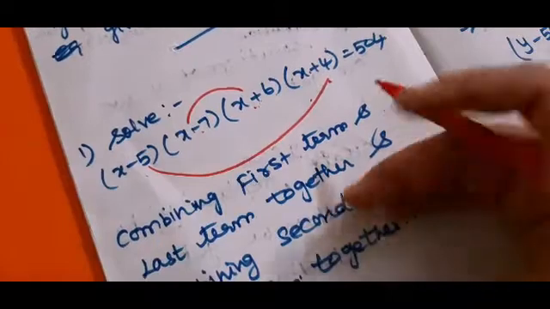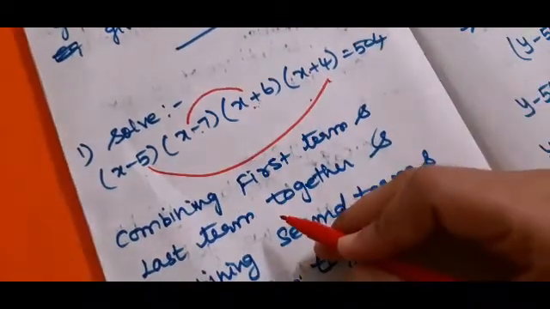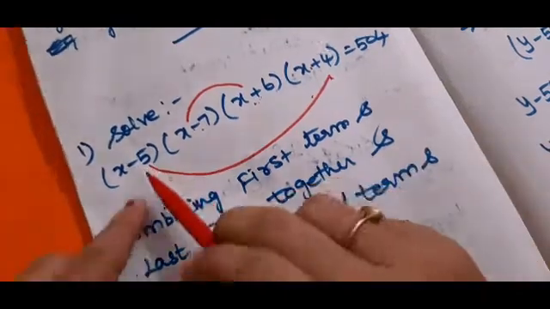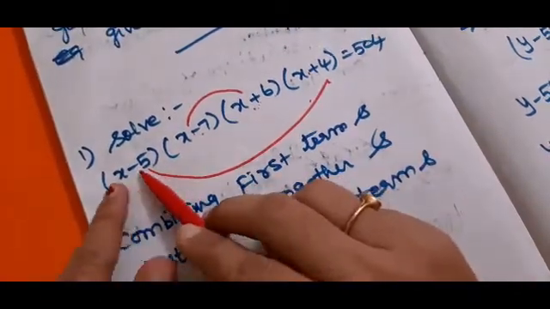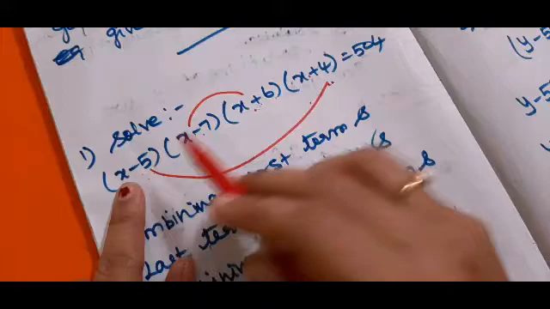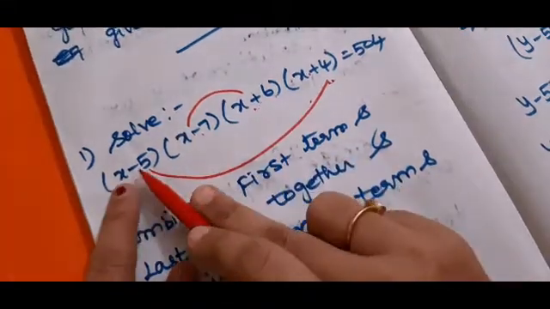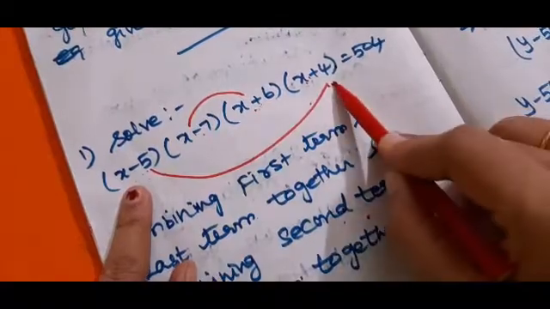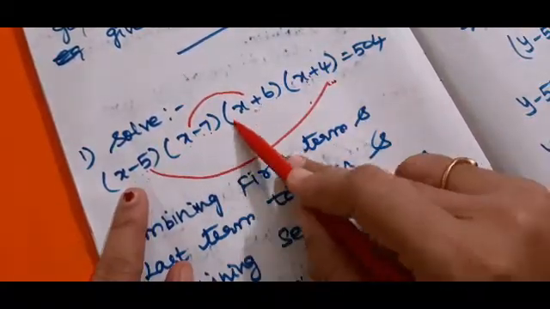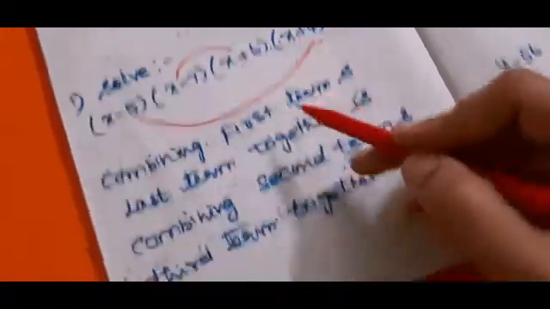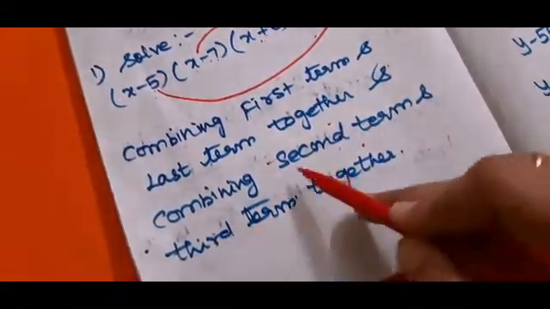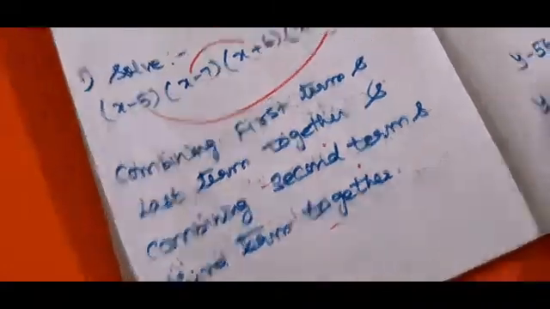If I get quadratic polynomials, the first two terms of those quadratic polynomials should be equal. Suppose you take the first one and the fourth one. I am going to combine now (x − 5)(x + 4), and I am going to combine (x − 7)(x + 6). So I am combining the first term and last term together, and the second term and third term together.